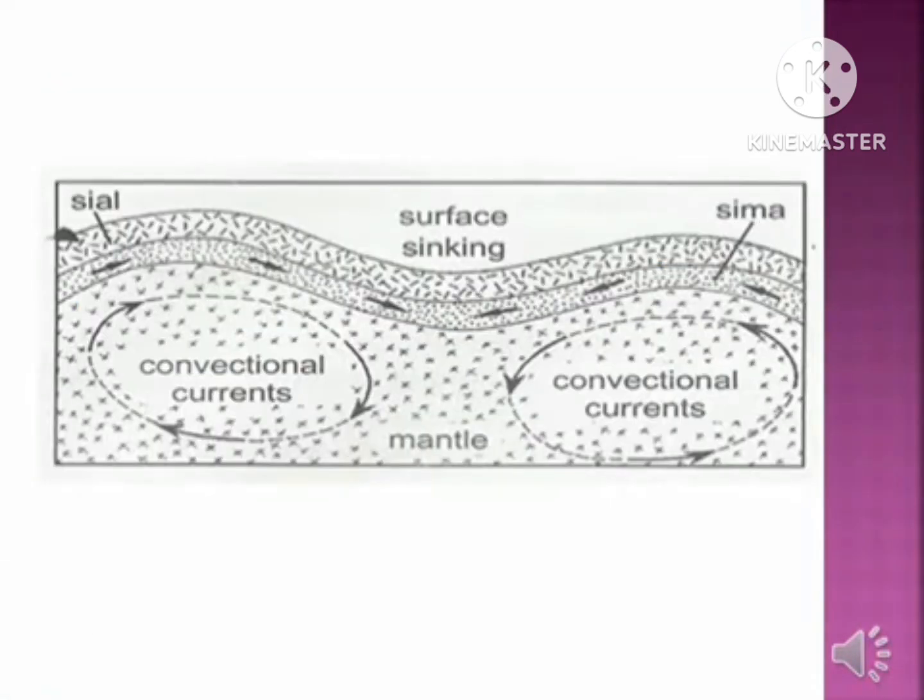The movement of convectional currents can be seen in this schematic diagram. You can see the currents are circulating in a cyclic manner in the mantle, and where they converge, there is sinking, as shown on the surface of the earth in the diagram.